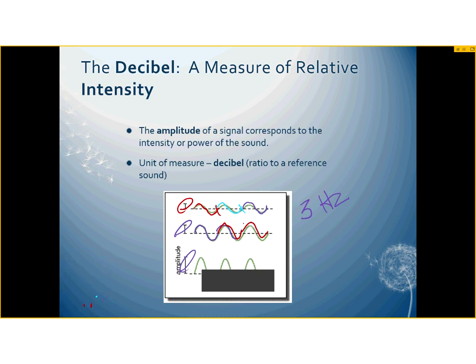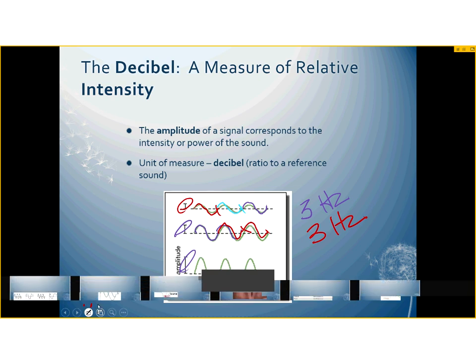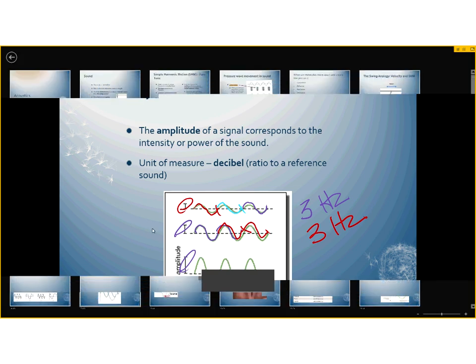It's supposed to be another one. So we have, again, 3 hertz. So what is the difference between 1, 2, and 3? It really has to do with, oh, this is crazy. Go back, where am I?